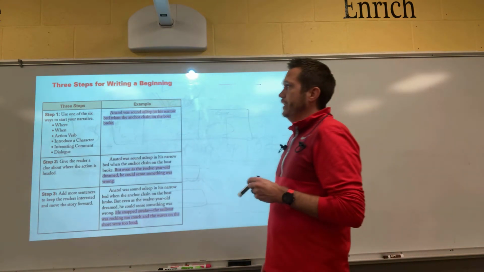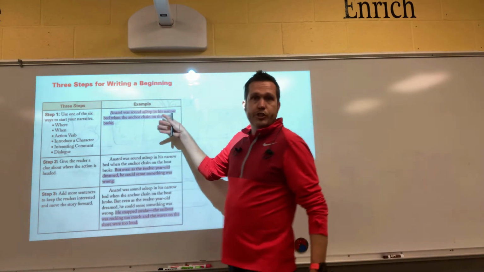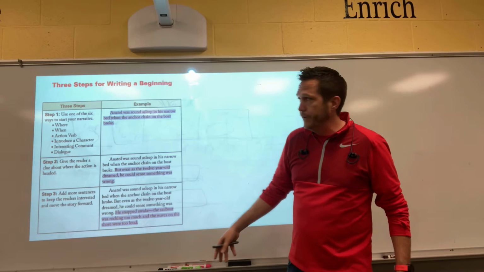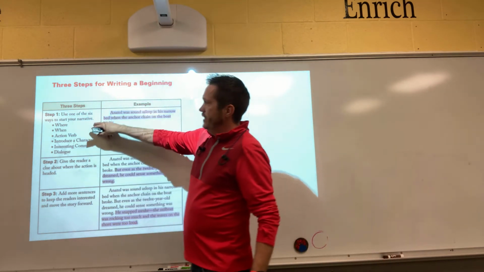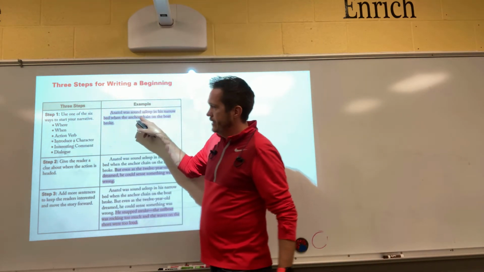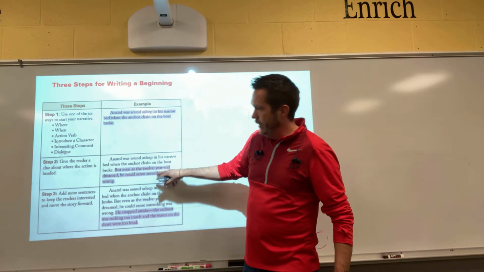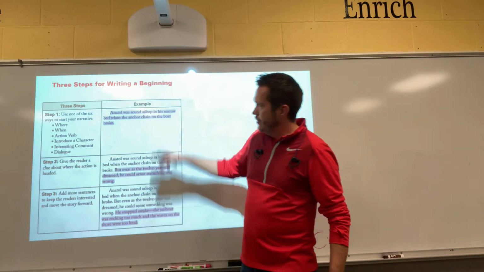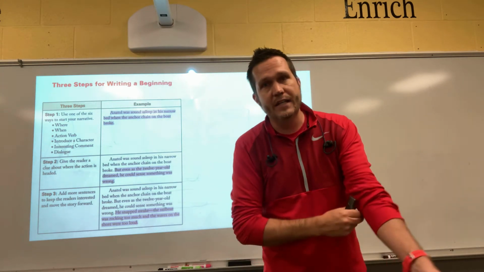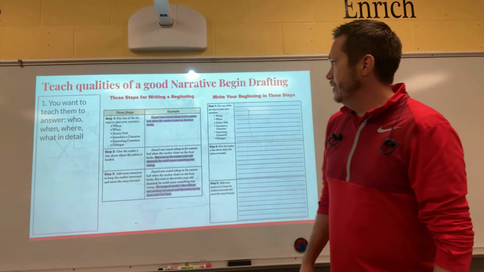3 steps for writing a beginning. This is actually what you can show. This is how you can teach them to do it. So first of all, use one of the 6 main ways. So then they pick one. Here's an example. Give the reader a clue where the action is. So where is it taking place? Add more sentences here. So this is an example that you could actually teach, a lesson that you could teach in front of the kids, giving those examples.